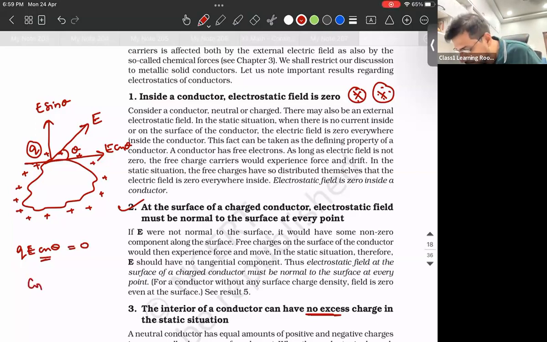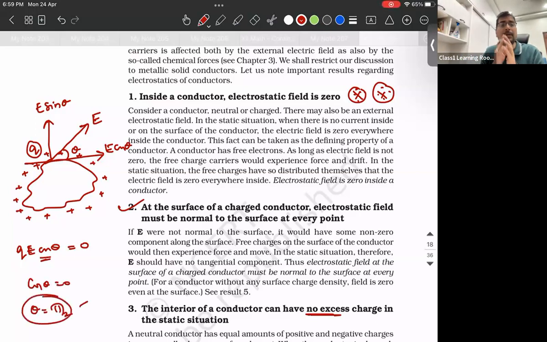So when E cos theta is 0, then cos theta is going to be 0 and theta is going to be equal to pi by 2. As a result, the electric field is always perpendicular to the surface of a charged conductor. Okay, the electric field is always perpendicular to the surface of the charged conductor.